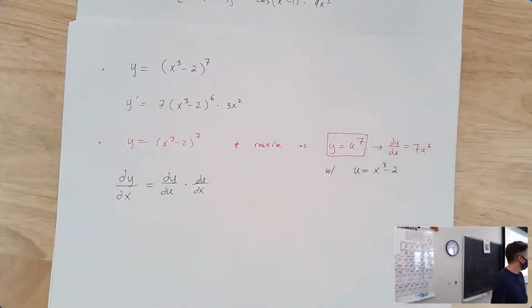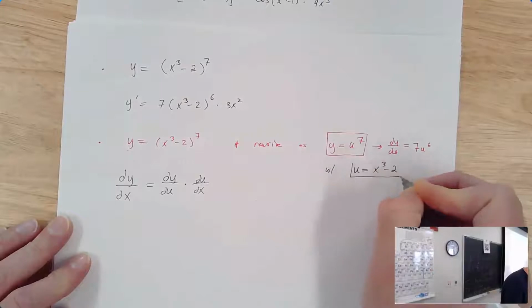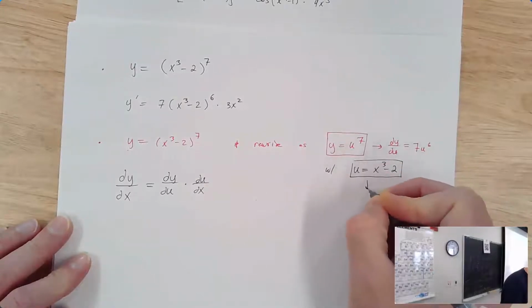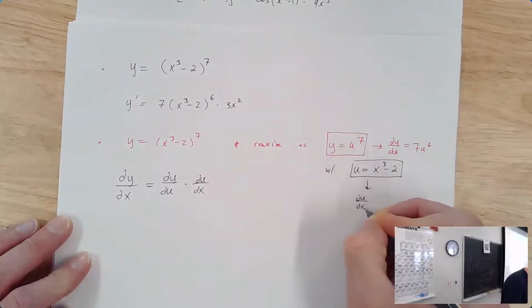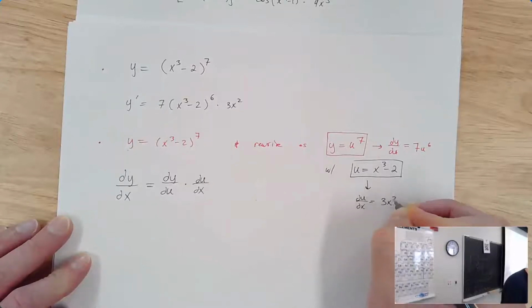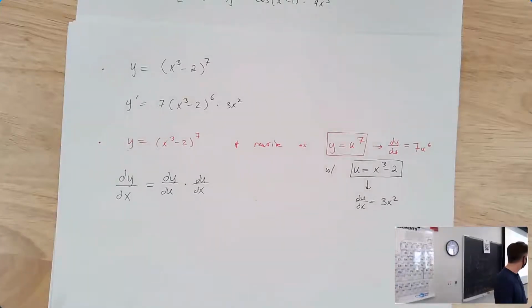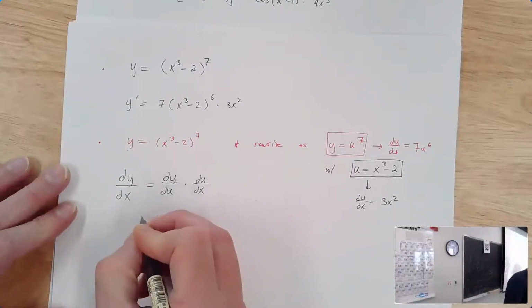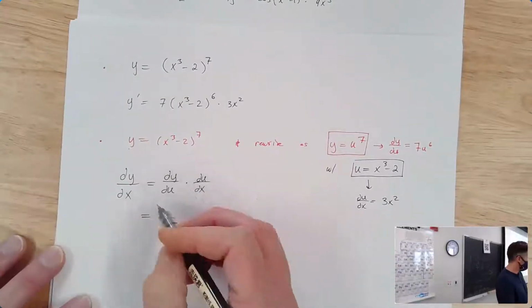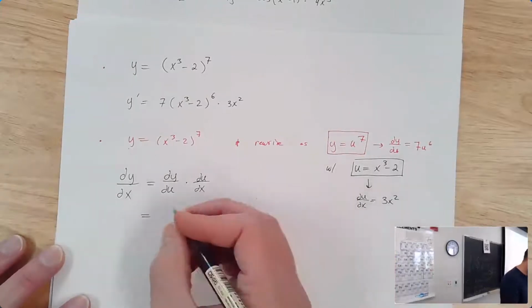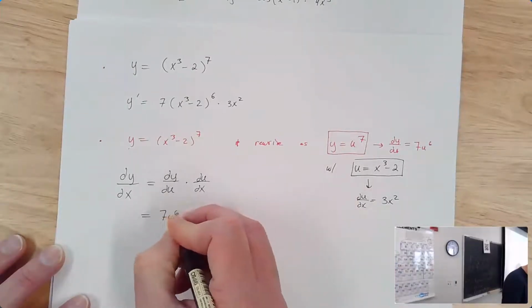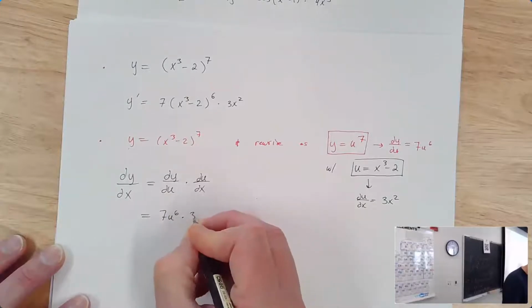It's 7u to the 6th. And if u is equal to x cubed minus 2, then du dx is going to be exactly what you think it is. It's going to be 3x squared. The thing that people don't like about this is that you've got this kind of intermediate step. You say, okay, I've got dy du, which is 7u to the 6th, times du dx, which is 3x squared.